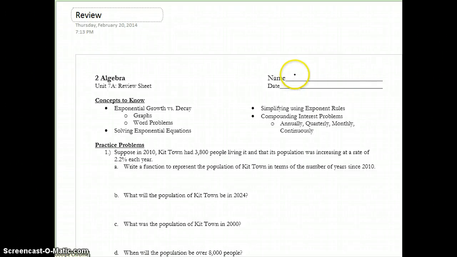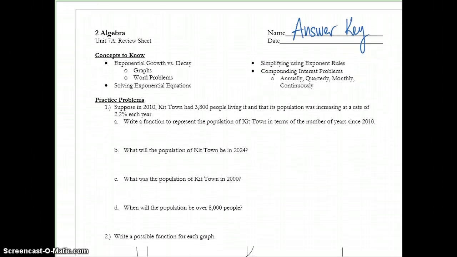Alright, this is the answer key for the Chapter 7a test, which is on exponential functions and some uses of exponentials. So let's take a look at a few problems on this page. The first problem, we're given that we have a town that has a certain population. The population here is 3,800 people, increasing at a rate of 2.2%.